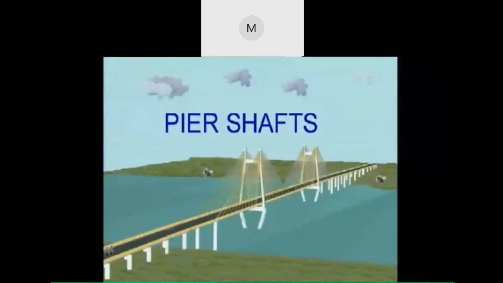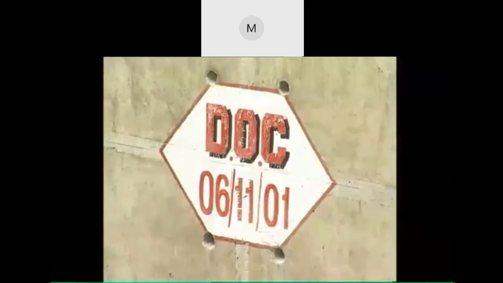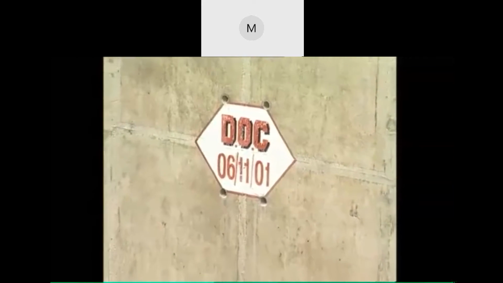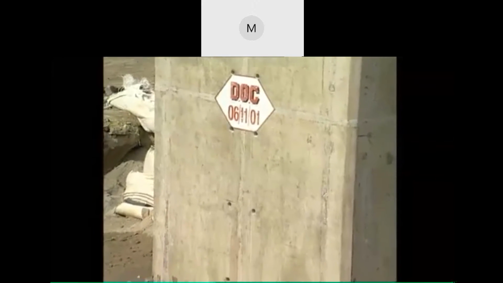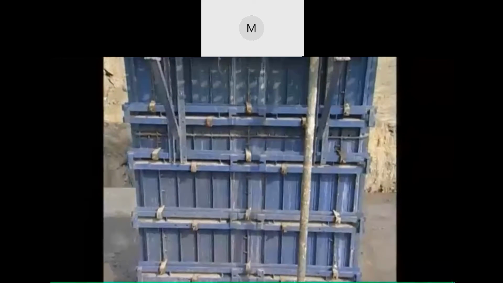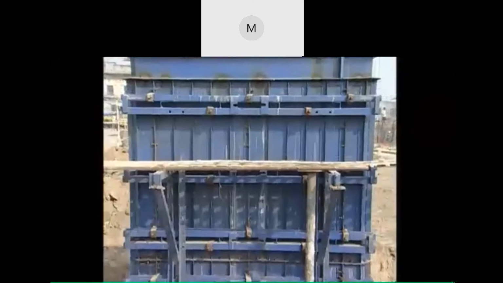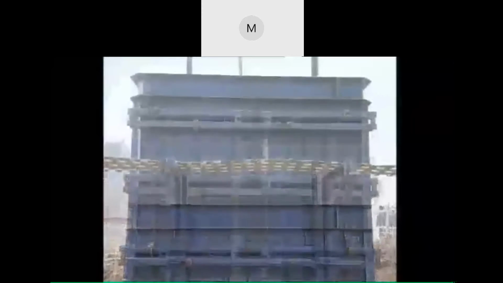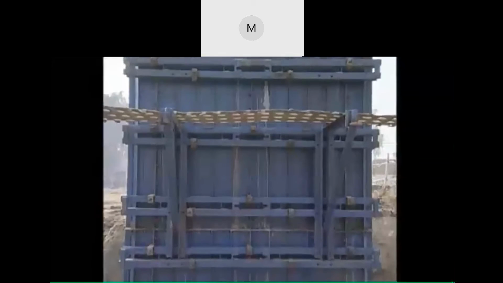Pier shafts. The pier shafts in Module 3 are of size 1200 mm by 2000 mm in plan, with heights varying from 2.5 meters to 7.5 meters, and are cast in single lift. The steel forms are made as per the design. When the rebar fixing is completed for the pier shaft, the form works are placed and aligned for the verticality and center line.